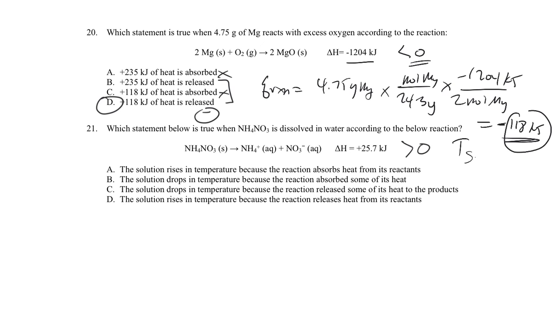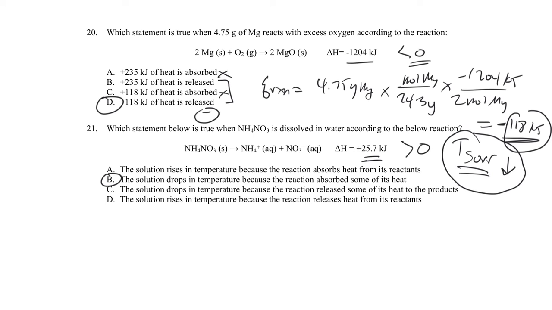The temperature of the surroundings should go down when this reaction takes place because the heat of the reaction is going up. The reaction is taking the heat from the surroundings. So the solution temperature should drop because the reaction absorbed some of its heat. All right, so the solution temperature would rise for exothermic reactions.